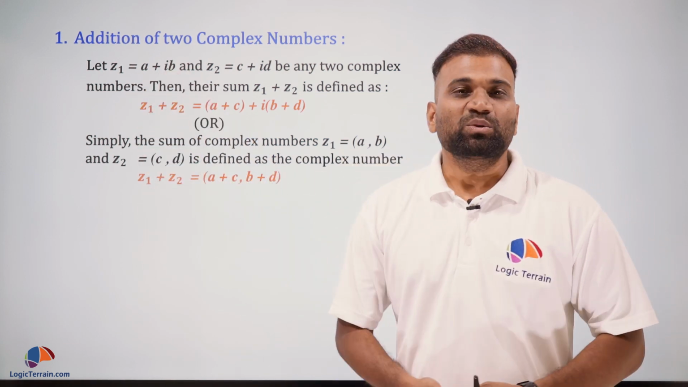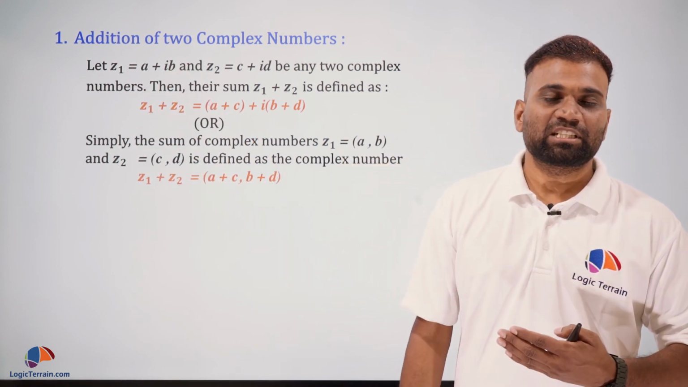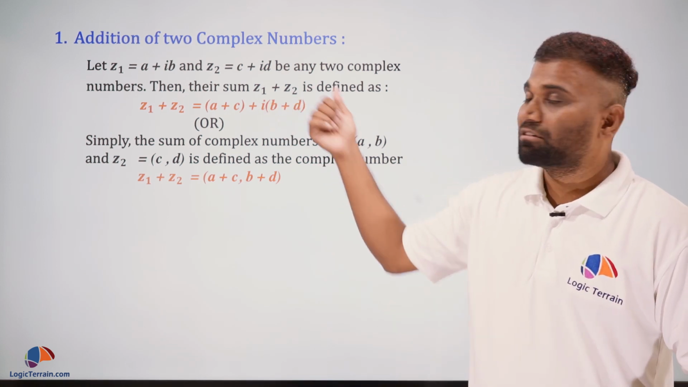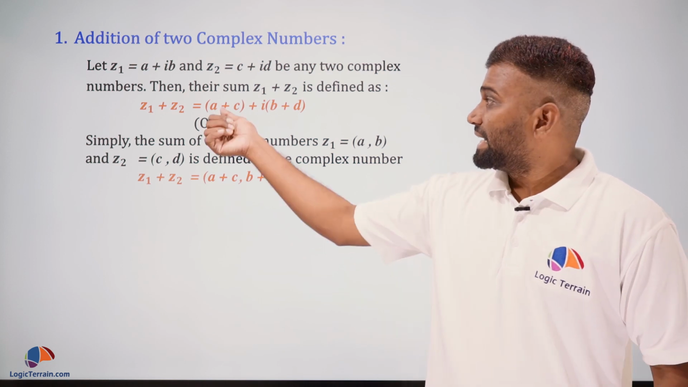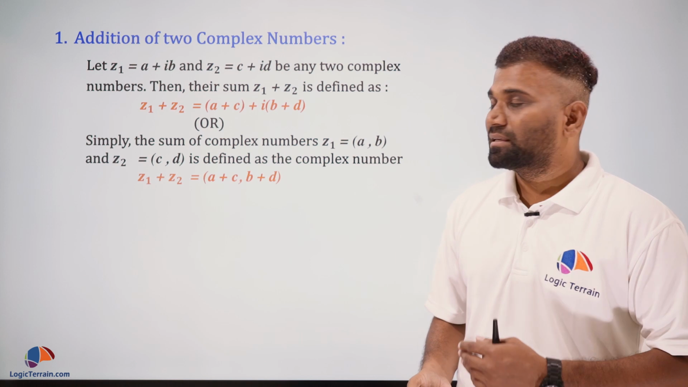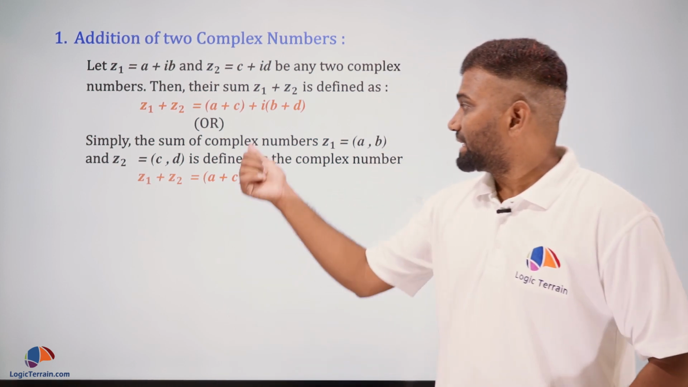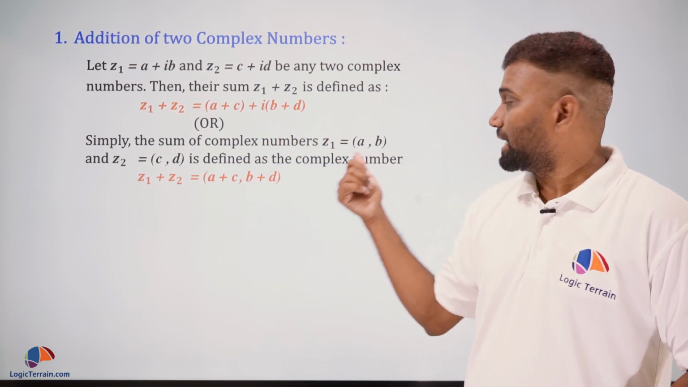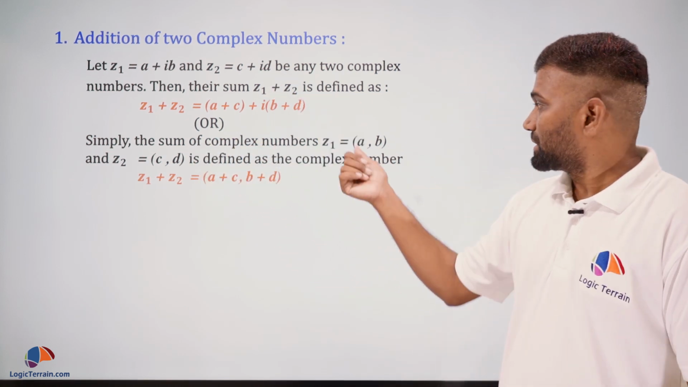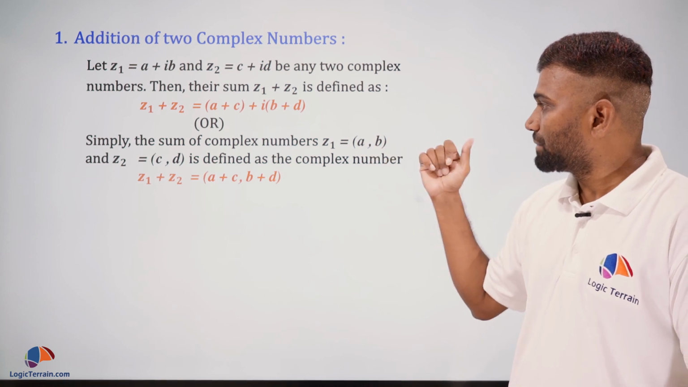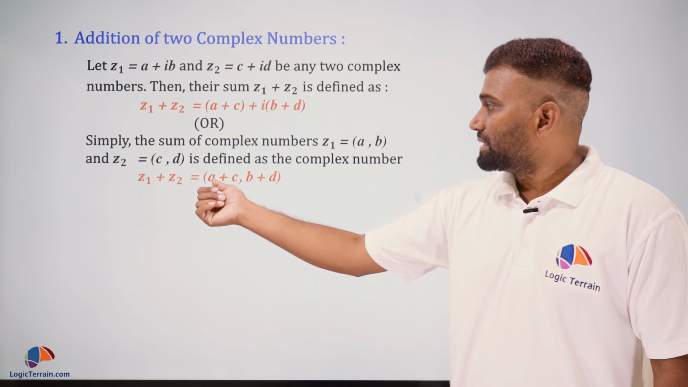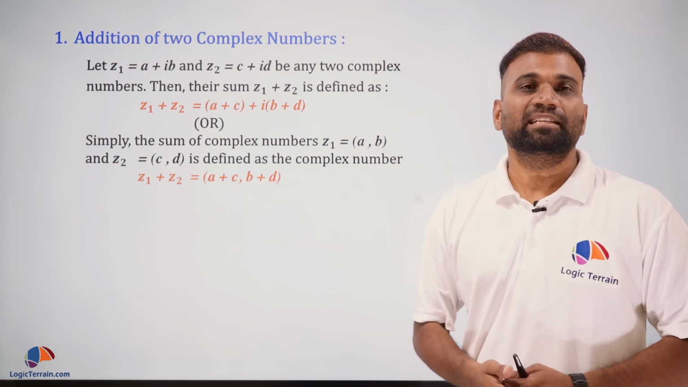Let z1 is equal to a plus ib and z2 is equal to c plus id, or any two complex numbers. Then their sum z1 plus z2 is defined as a plus c plus i of b plus d. Earlier we have discussed that we can represent complex numbers in ordered pairs as well. Therefore, the sum of any two complex numbers z1 equal to ordered pair a comma b and z2 equal to ordered pair c comma d is defined as a plus c comma b plus d.